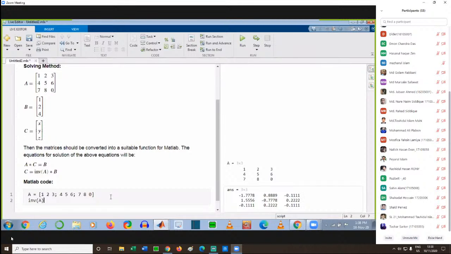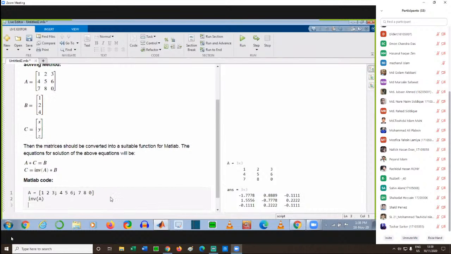And now let's calculate B matrix. So what do you have to write for that, sir? B is equal, third bracket, 1 semicolon, 2 semicolon, 4. You can put a semicolon at the end if you want.